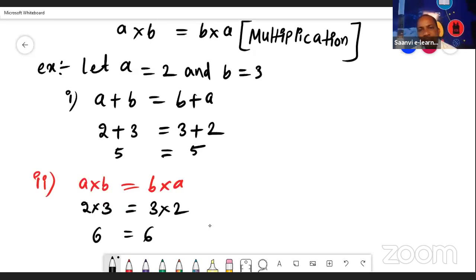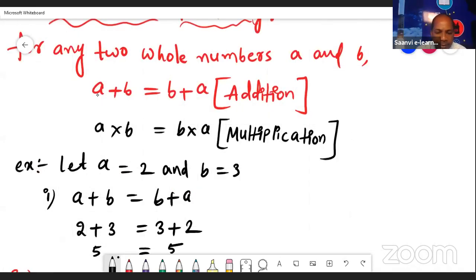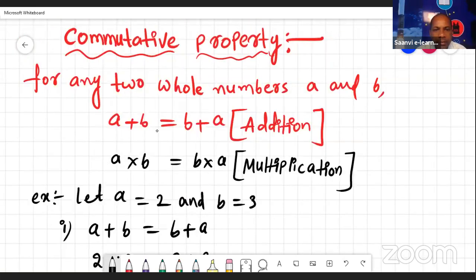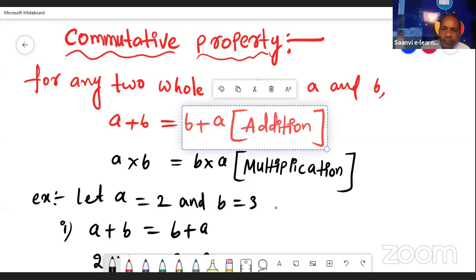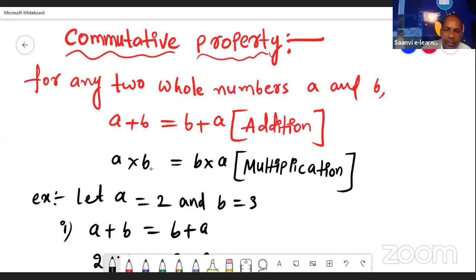Okay. So like this, for any two rational numbers a and b, if a plus b is equal to b plus a, that is called commutative property, and it is under addition. If plus symbol, if we add, it means it is commutative property under addition. So if we multiply them, it is called commutative property under multiplication. So if a into b is equal to b into a, it is called commutative property under multiplication.